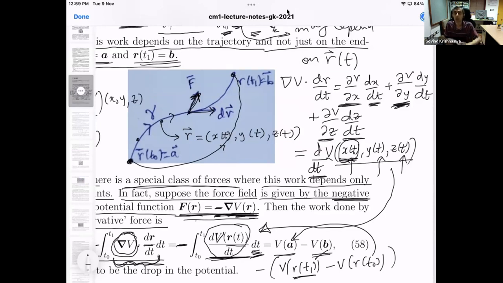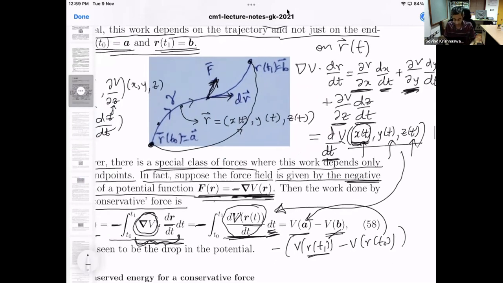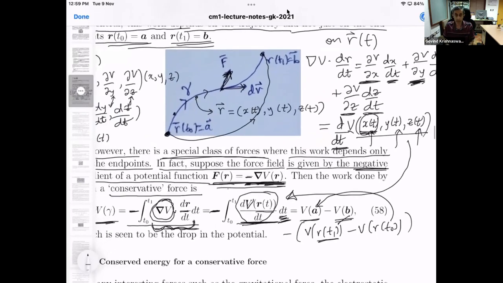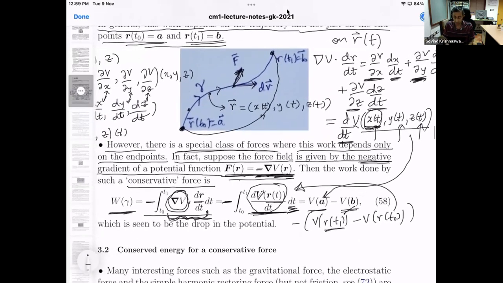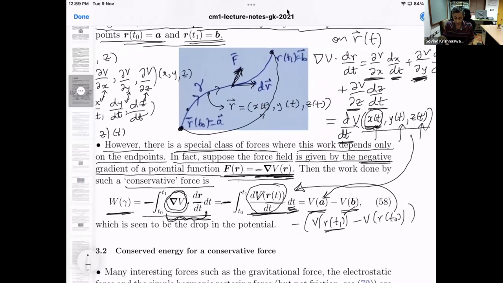So lo and behold, the work done by this conservative force only depends on the potential function at the two endpoints of the trajectory. All the dependence on the intermediate locations has gone away. The work done in this case may be physically interpreted as the drop in the potential. The potential started as V of A, it ended up as V of B. The difference I call the drop, and we are saying that the work done is the drop in the potential for a conservative force field.